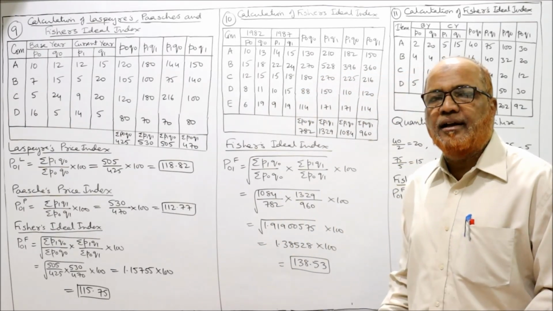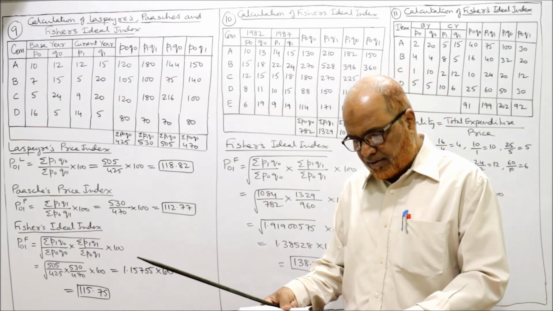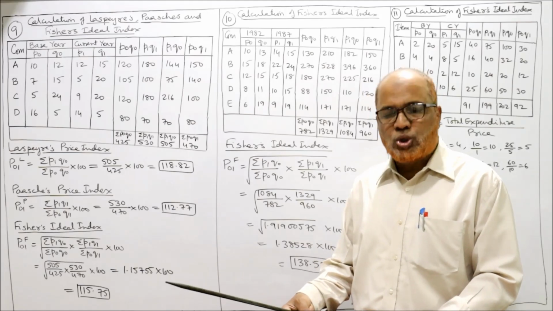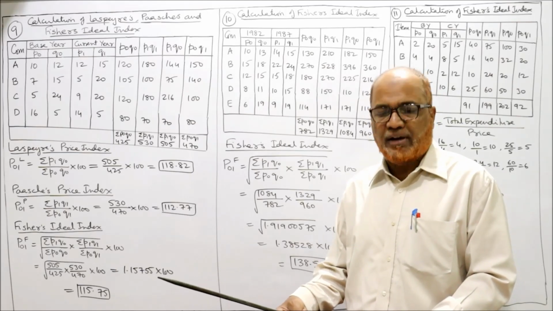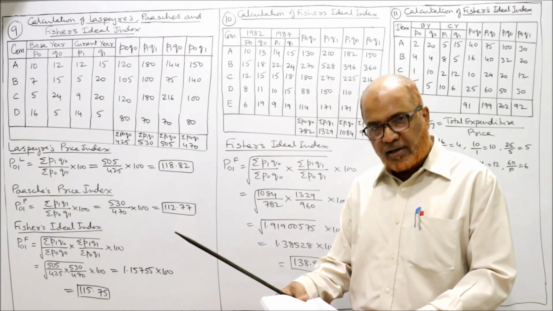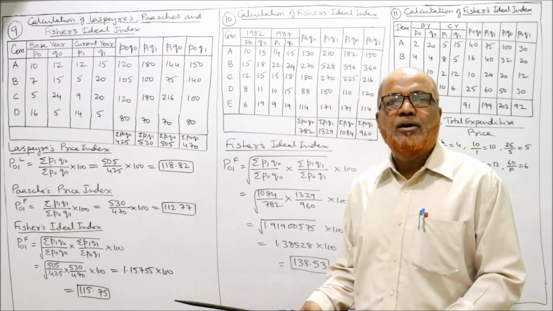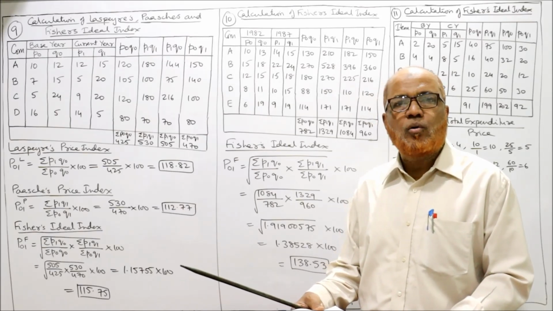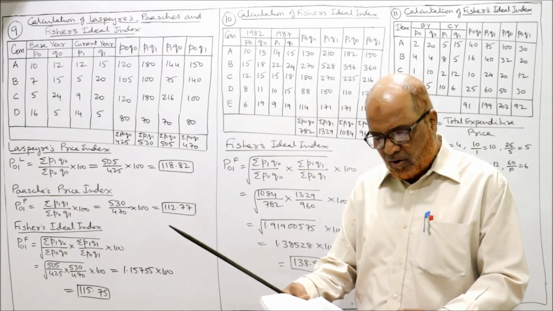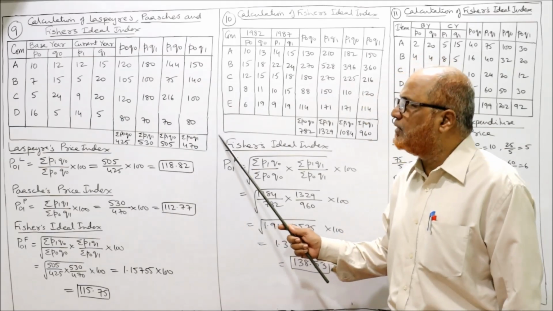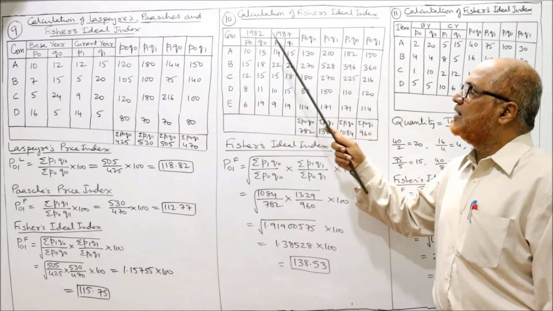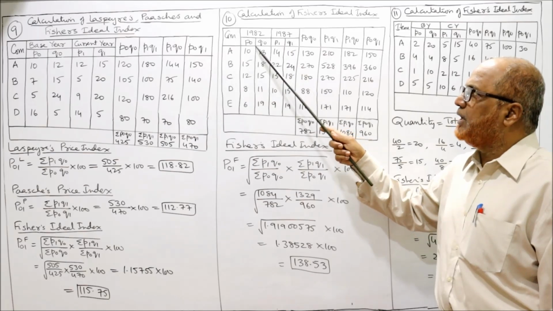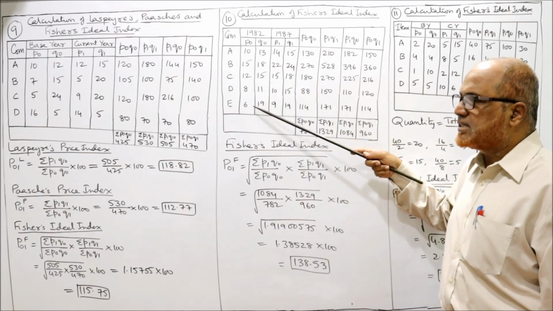Calculate Fisher's ideal index. Only Fisher's ideal index we have to calculate. The commodities are A, B, C, D, E. Base year 1982 and current year 1987. Base year price is given, quantity is given. So base year price PO, base year quantity QO, current year price P1, current year quantity Q1. So we are given all the values. Only Fisher's ideal index number we have to calculate. Now calculation of Fisher's ideal index, commodity ABCD, 1982 base year, 1987 current year, PO, QO, P1, Q1. All these data is given.